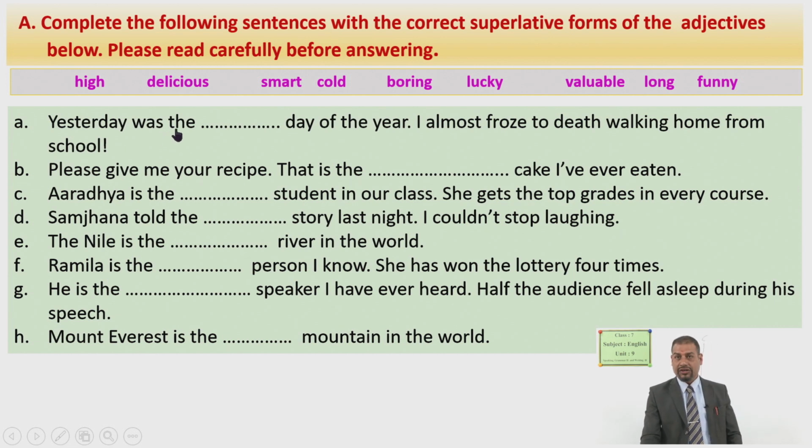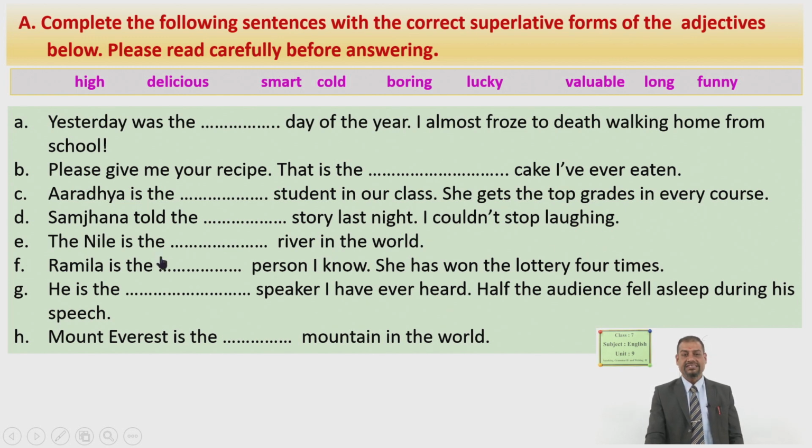A: Yesterday was the, so you have to use superlative form, day of the year. I almost froze to death walking home from school. B, please give me a recipe. That is the blank, cake I have ever eaten. C, Aradhya is the ... student in our class. She gets the top grades in every course. D, Samjana told the ... story last night. I couldn't stop laughing.